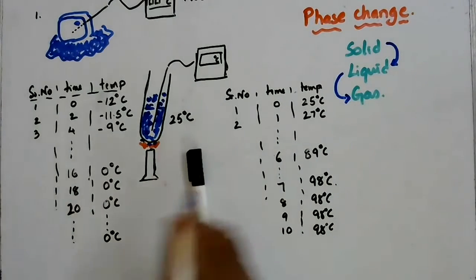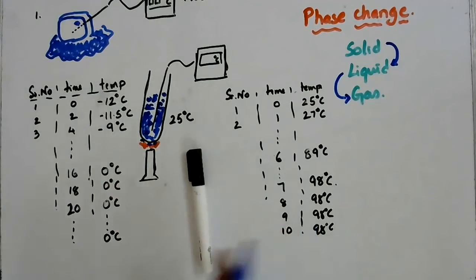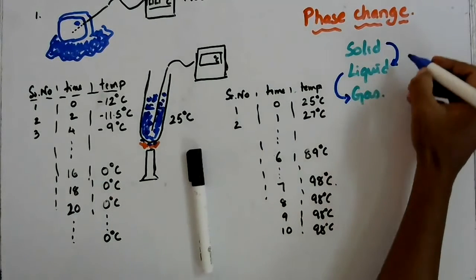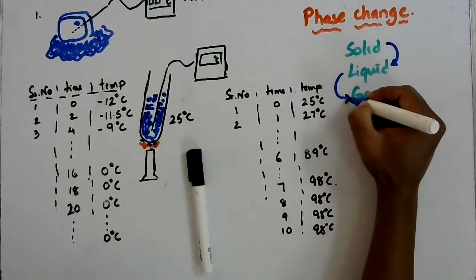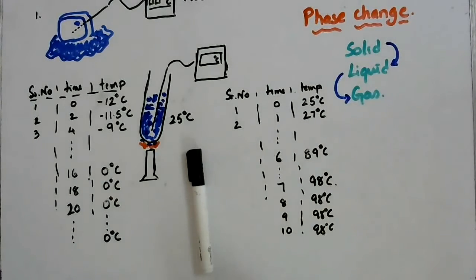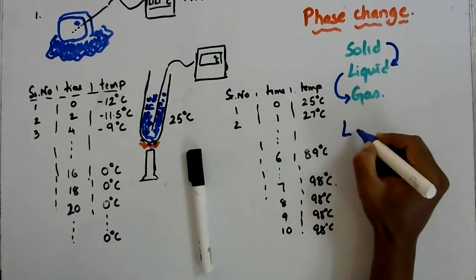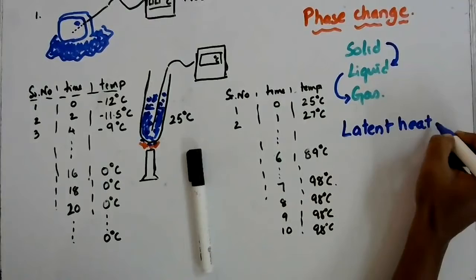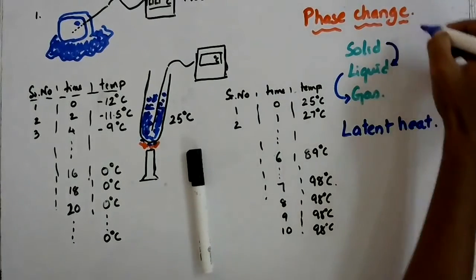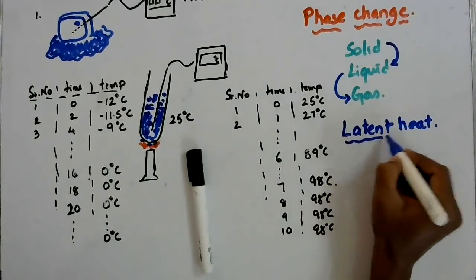Now what seems to be occurring as an observation of these two experiments is that between the change in phase from solid to liquid and from liquid to gas, heat energy is being absorbed by the substance without any change in the temperature of the substance. Okay, and this is what is known as latent heat. Okay, and that brings us to the topic phase change and latent heat.